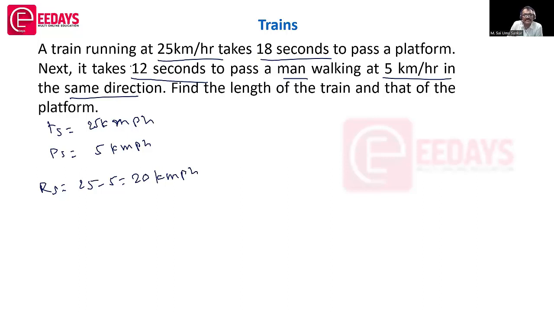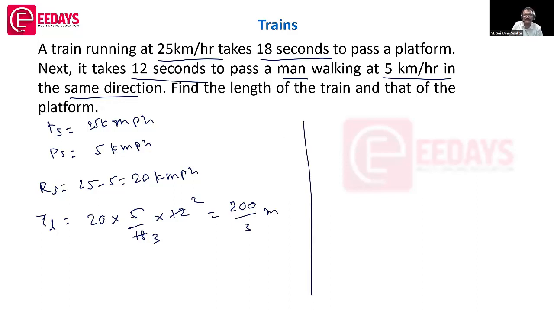It crosses in how much time? 12 seconds. And length of the train TL is equal to, what is the speed? 20 into 5/18. ఎందుకు 5/18? kilometers per hour ని meters per second లో మారుస్తున్నాం. Into how many seconds? 12 seconds. Okay. 6 2 times, 6 3 times. So this is equal to how much? 200/3 meters. That's okay. Next entry, platform length కూడా కావాలి కదా.